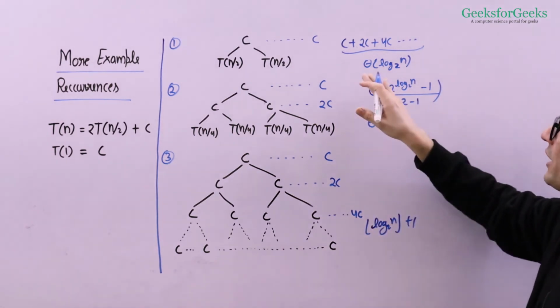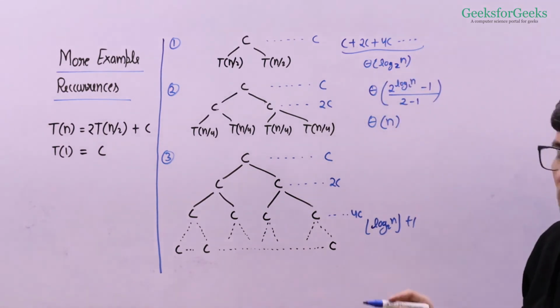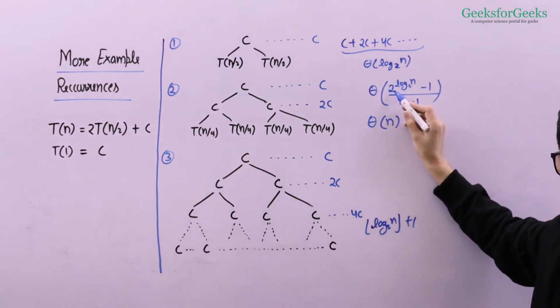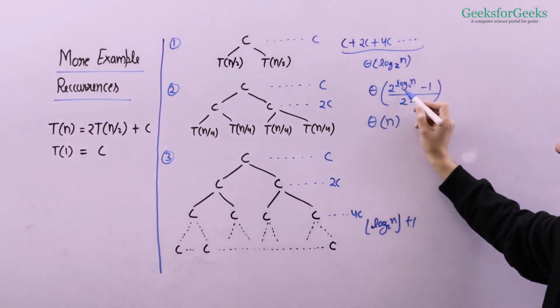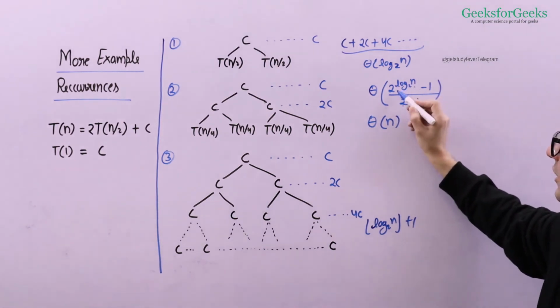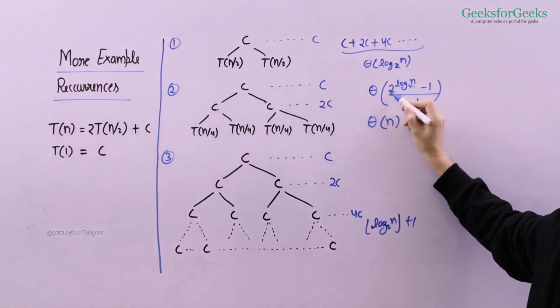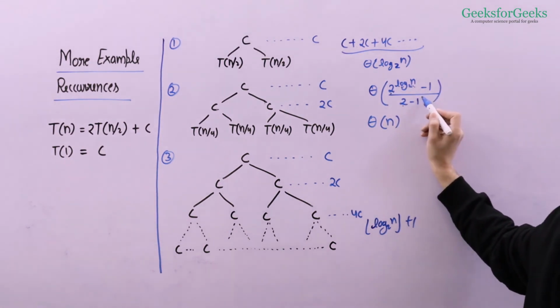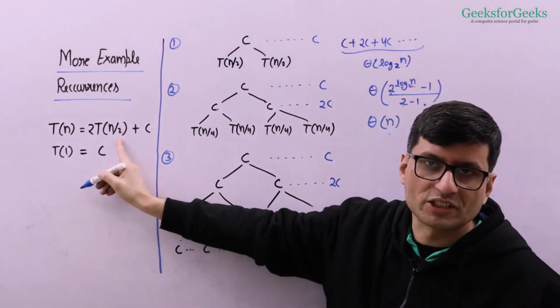So these many terms we have, and if I find out the sum of this series for log 2n terms, it's r raised to the power n, where common ratio r is 2 and n is those many terms, log 2n, right? Minus 1, divided by r minus 1. So if you see 2 raised to the power log base 2, this 2 and 2 are common. So in those cases, we can write this expression as n. So it's n minus 1 divided by 2 minus 1, which is theta n. So the time complexity of this recurrence relation is theta n.